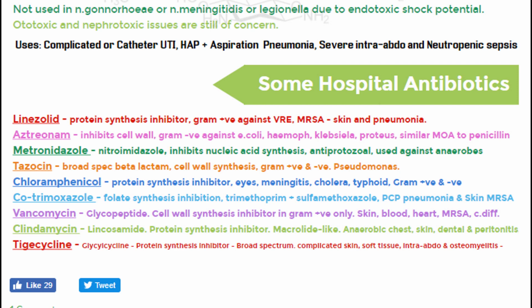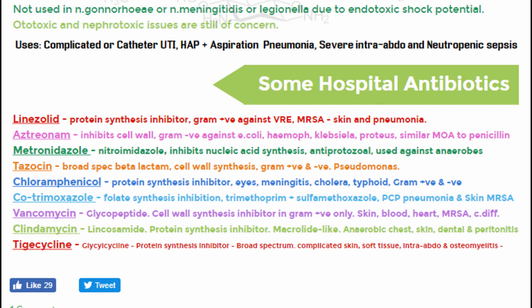Vancomycin is a glycopeptide. It's a cell wall synthesis inhibitor in gram-positive only. It is only used for gram-positive things. It's used for skin, blood, heart infections, MRSA, and particularly this day and age, C. difficile. It can be given orally as well for C. diff.